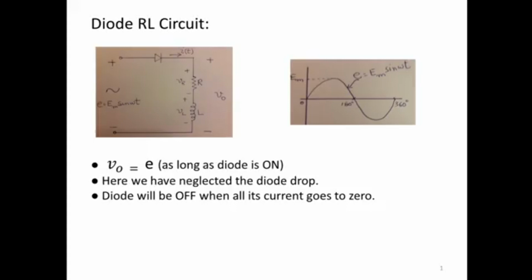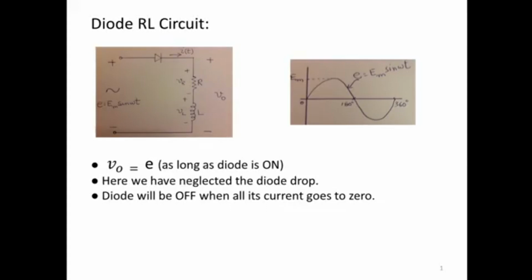So in order to find the output voltage, we can simply say that the output voltage will be equal to the input voltage, as simple as that. The output voltage will be equal to the input voltage as long as the diode is on. Otherwise, if the diode is off, then the output voltage will be simply equal to 0.